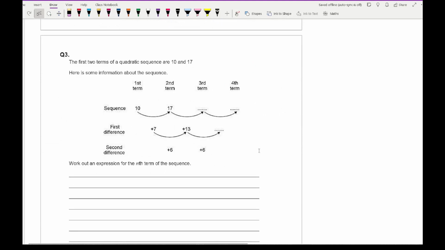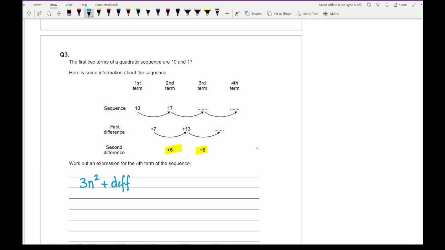Moving on to question 3, it says the first two terms of a quadratic sequence are 10 and 17. Here is some information about the sequence, and the question is asking us to work out the nth term of the sequence. Now this question has been quite nice in the fact that it's given me the second difference, so what's going to be in the formula is going to be half the second difference, so it's going to be 3n squared plus the difference.